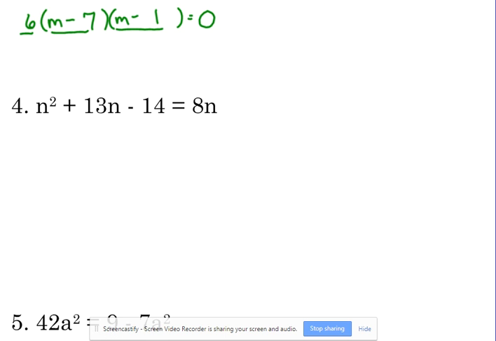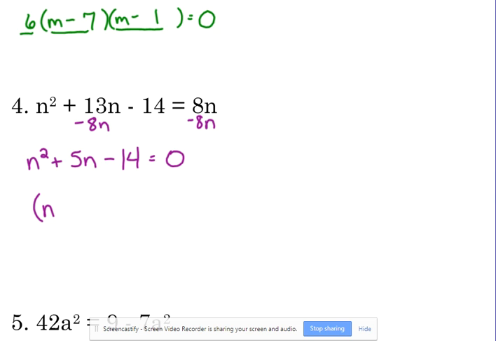All right, number 4. N squared plus 13n minus 14 is equal to 8n. Again, it's got to be equal to 0. That 8n, it's got to move. So I've got some like terms here. It's positive over there, so I subtract it from both sides. So 13 minus 8 is 5. So we've got n squared plus 5n minus 14 is equal to 0.